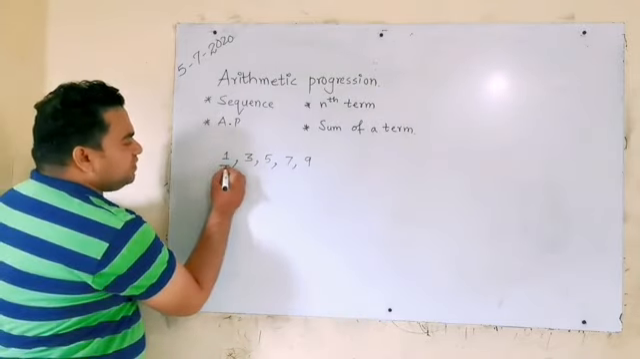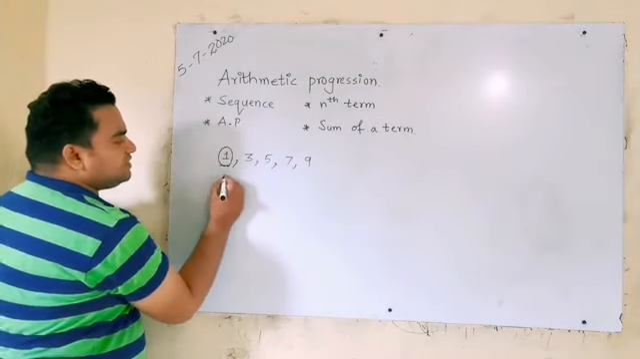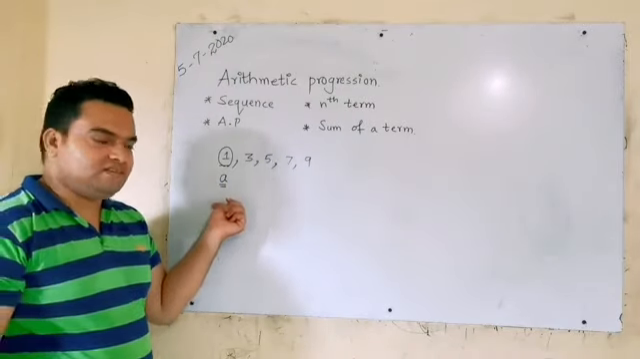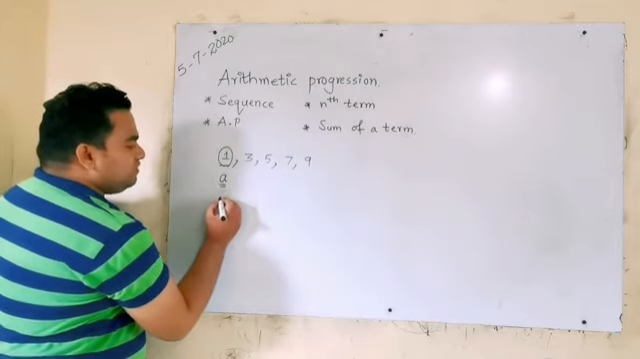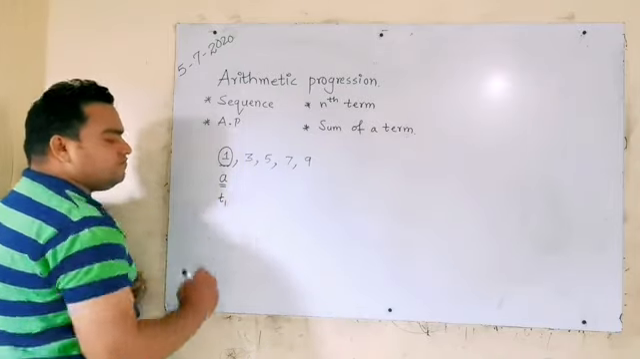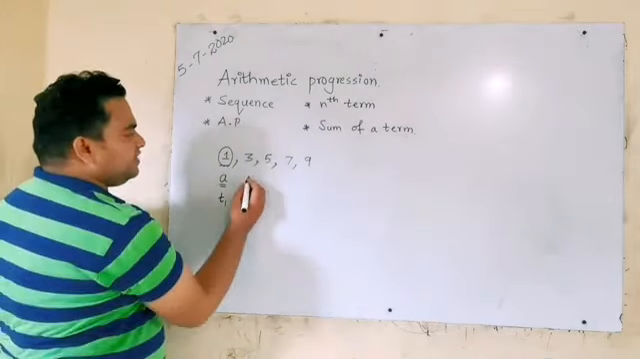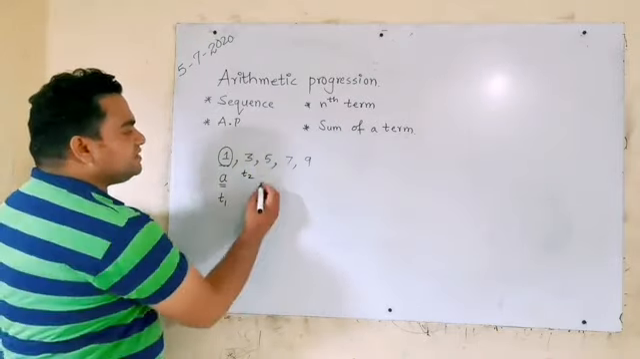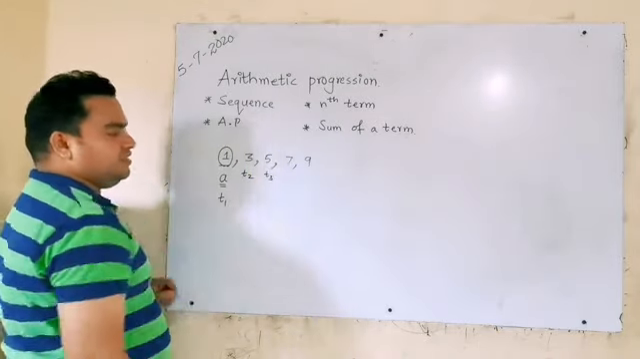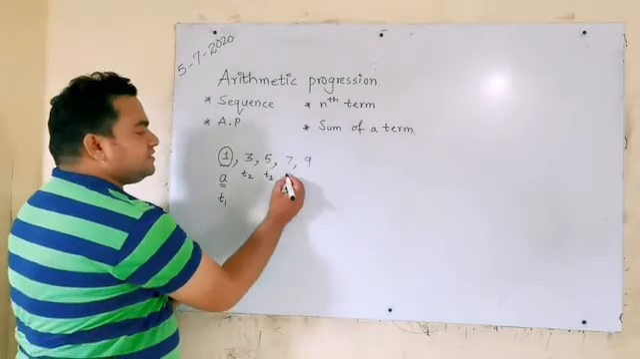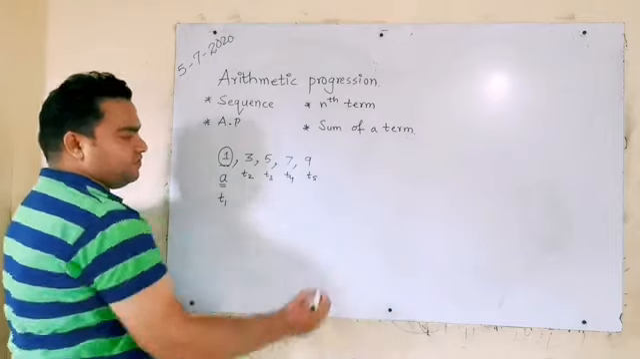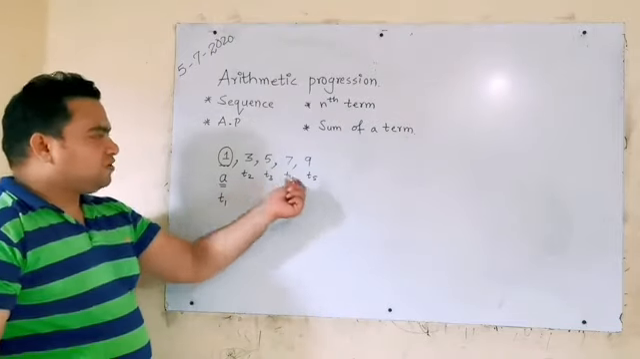Then the first number of the sequence is considered as A. A means it is the first term. We will also consider it T1, term 1. Then the second one will be considered as term 2. Then 5 will be considered as term 3. 7 will be considered as term 4. And 9 will be considered as term 5. Okay, so this is a sequence.